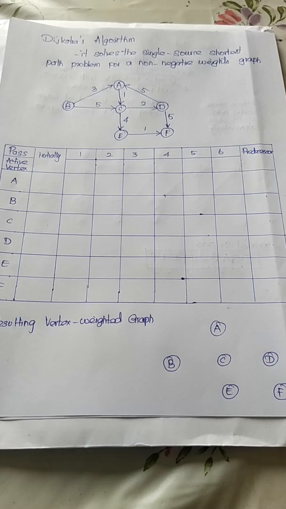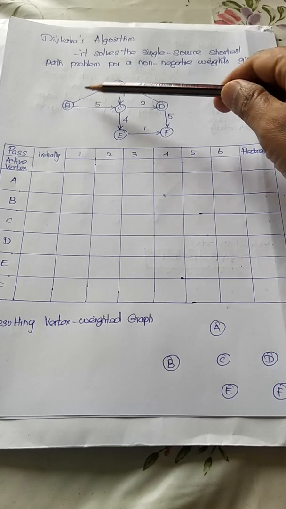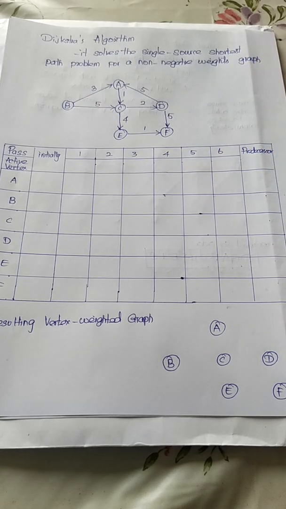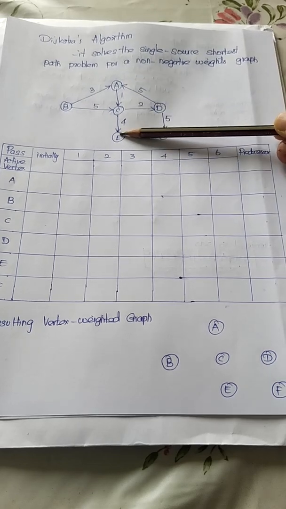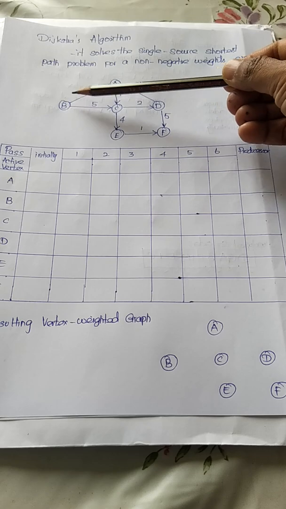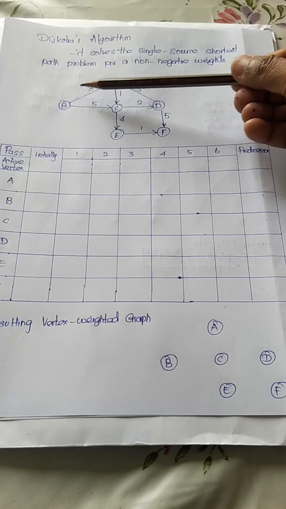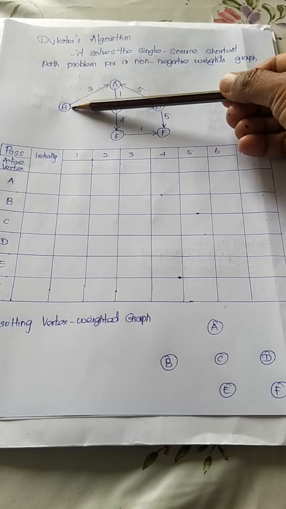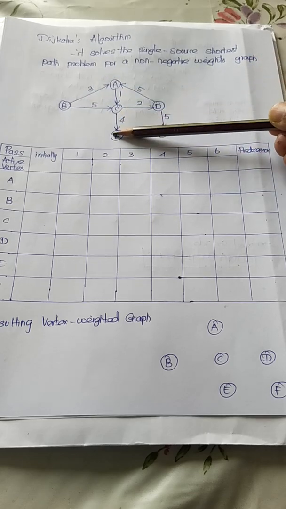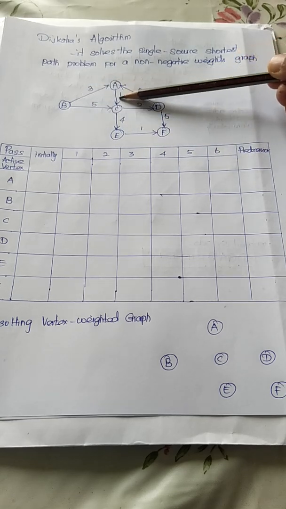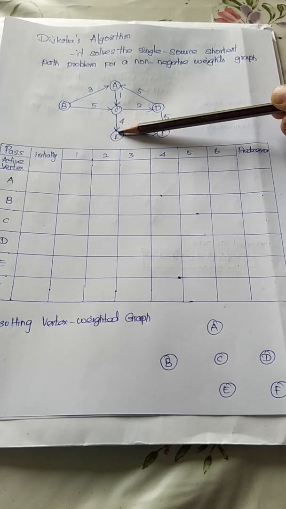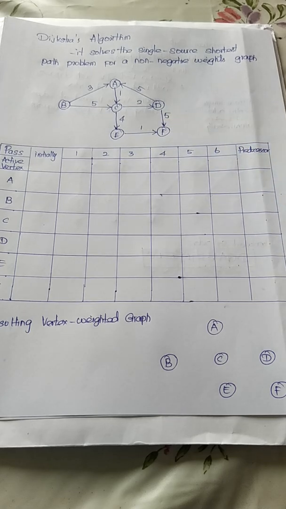Shortest path problem. The shortest path problem is finding the shortest path between two vertices. Let's say here from B to F, the shortest path is from B to A to C, C to E, E to F. So the shortest path between B to F is B to A to C to E and then F. The cost here will be 9: 3 plus 1 is 4, 4 plus 4 is 8, 8 plus 1 is 9.